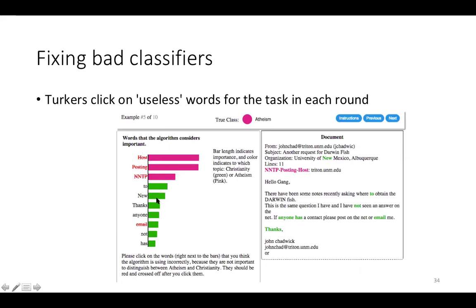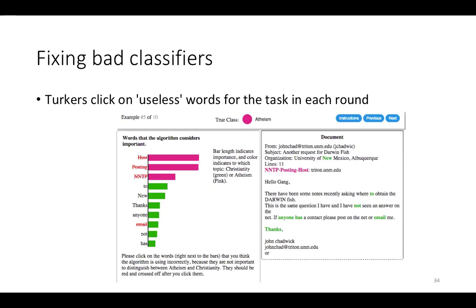So the words that push the algorithm to think that this particular post is in the class of atheism are host, posting, NNTP, etc. While the others that are in green give the algorithm some confidence in the other class, that is Christianity. Now you ask the talkers to strike off some of the words which they think should not be part of the explanation because they do not actually have any connection with the class belongingness of this particular mail.